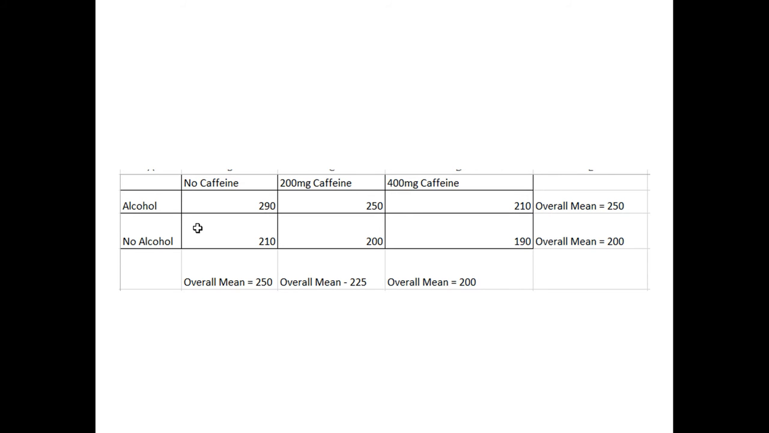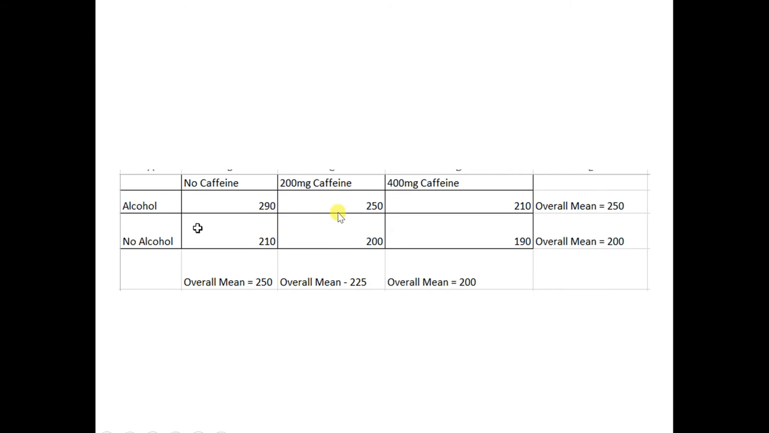So now we can start to see what the effects of caffeine are and what the effects of alcohol are. The value in each cell is the reaction time for each condition. This is for no caffeine and alcohol versus no alcohol, no caffeine. Notice the reaction time is lower when they have no caffeine and no alcohol compared to when they're getting alcohol alone. That makes sense, right? Our people who are getting alcohol are going slower than our baseline condition of no alcohol and no caffeine.